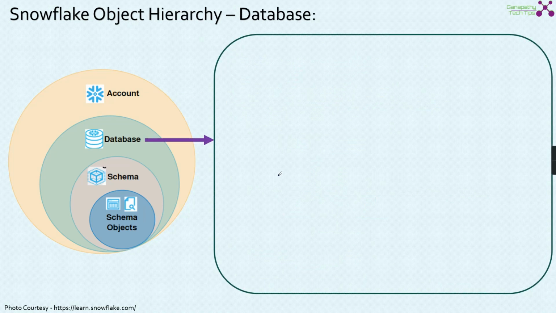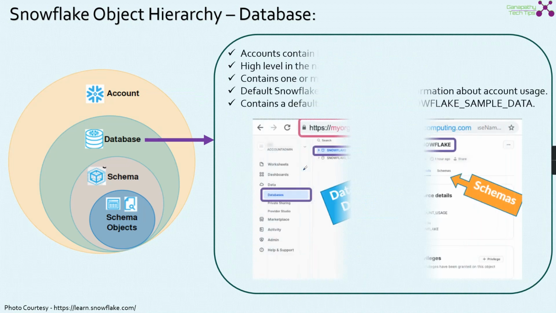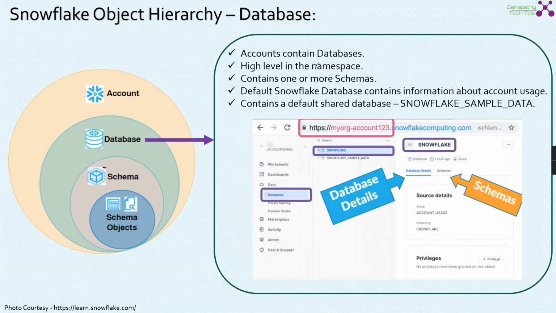Moving on, we are going to discuss the database on Snowflake. Accounts contain databases. This is the known thing which we already discussed. And then there is the high-level namespace. What the namespace is, we are going to discuss in the subsequent slides. It contains one or more schemas. So same, there is nothing new here.